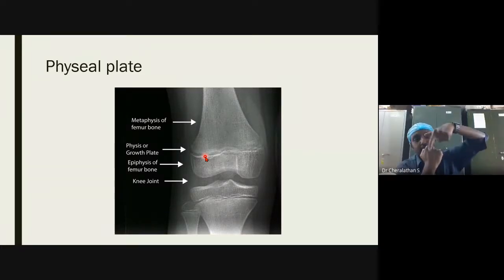Yes, sir. So if you consider this as the epiphysis and this as the metaphysis, actually the metaphysis is static. As new bone formation happens in the physis, slowly the epiphysis moves away, and that is how a bone grows longitudinally, right? Now, why should we be concerned about this?